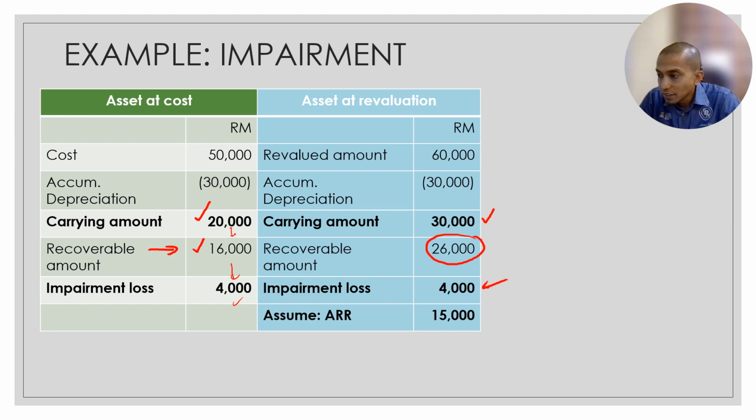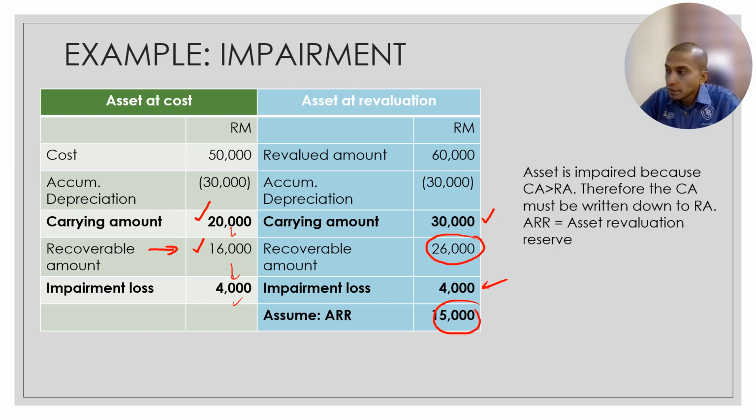Assume the ARR is 15,000. Okay. Assume ARR is 15,000. You see this one. Recoverable amount is 26,000. Impairment loss is 4,000. Okay. Carrying amount is 30,000. Recoverable amount is 26. Impairment is 4. Right. So in this case, the asset is impaired because the carrying amount is more than the recoverable amount. All right. So therefore, CA must be written down to RA.